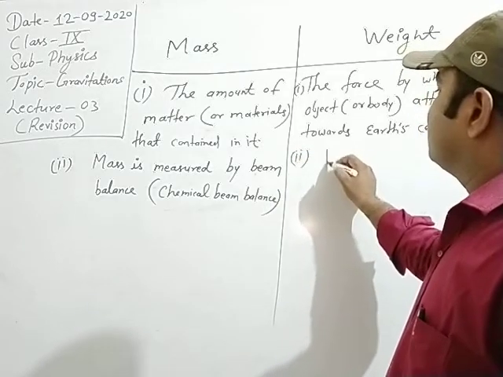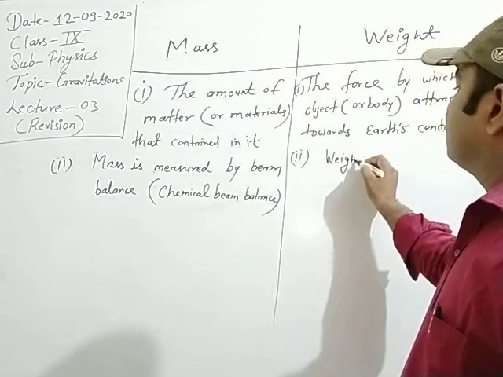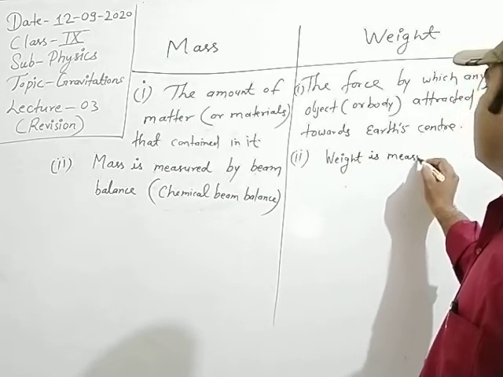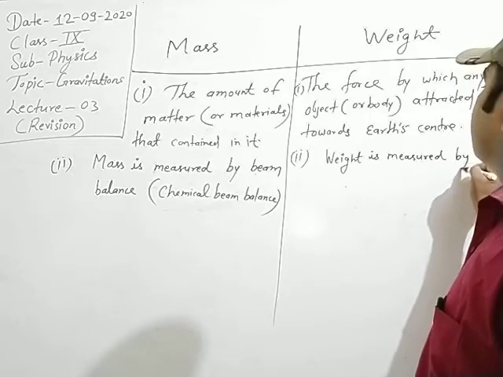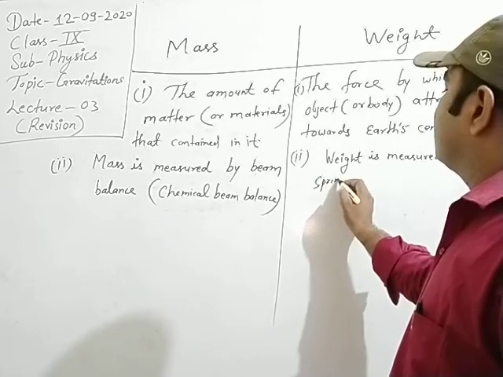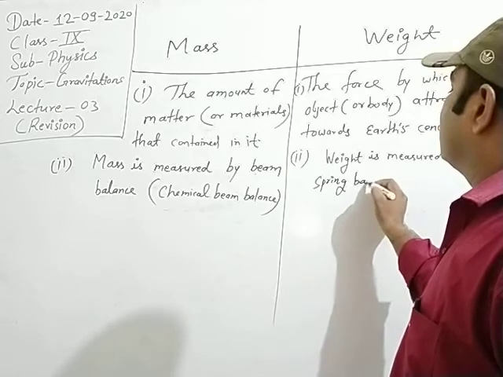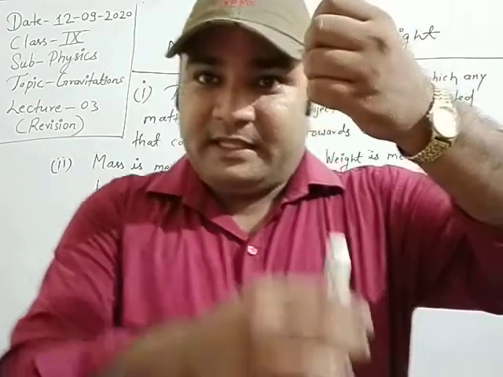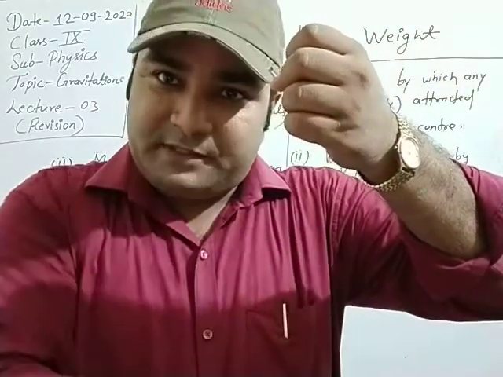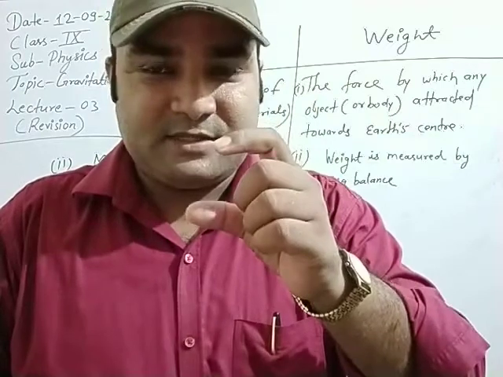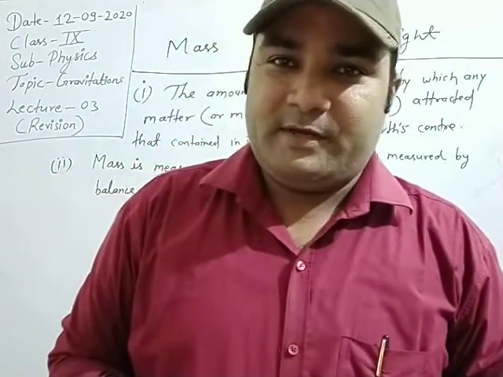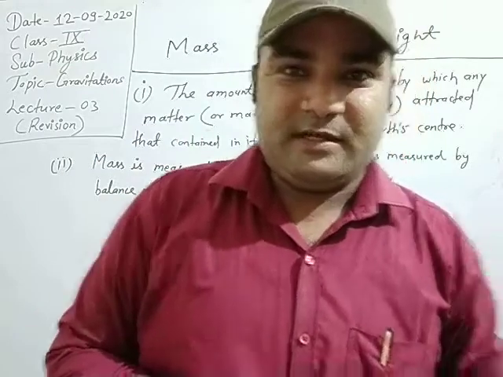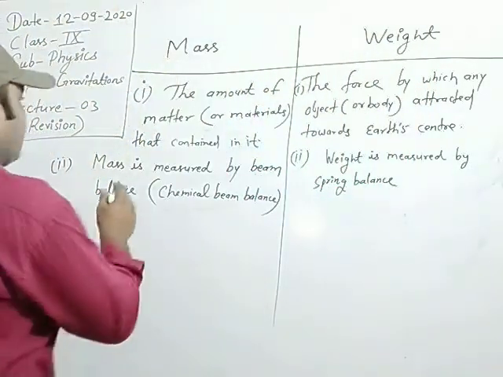And the weight is measured by a spring balance. When you suspend any object with the help of a spring, the mass along with gravity acts downwards, and that gives the concept of weight. And weight means what? That is force, and force is equal to mass into gravity. Clear?